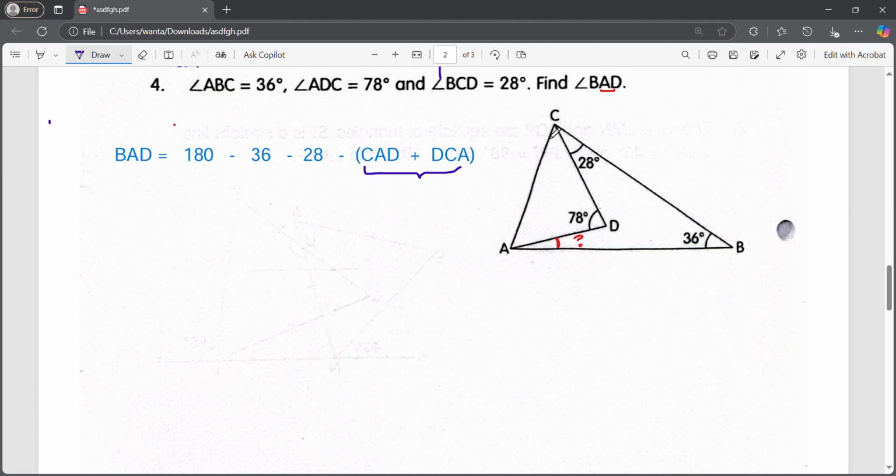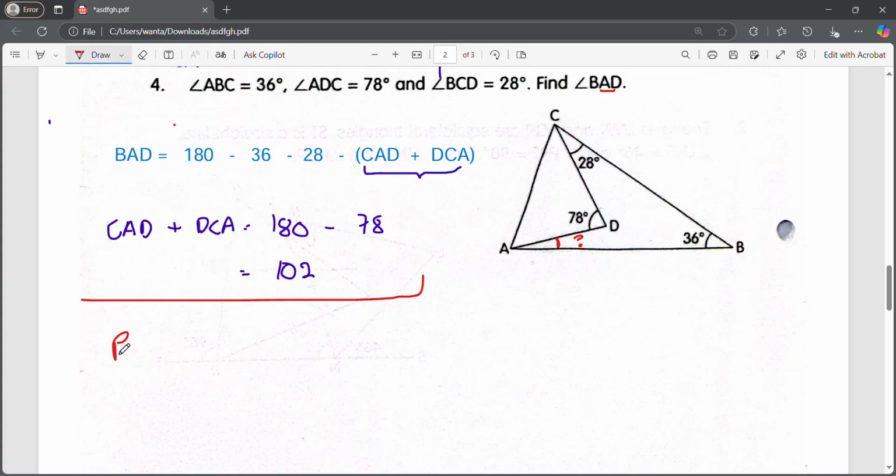Because all we care about is BAD. By the way, hopefully you guys have paused it and tried by yourself first. If you want to try it again, you can replay the video. So CAD and DCA, if you notice that it's in a triangle, CAD and DCA is equal to 180 minus the 78, which is 102. So the sum of these two angles is 102, and we don't even need to find them individually.